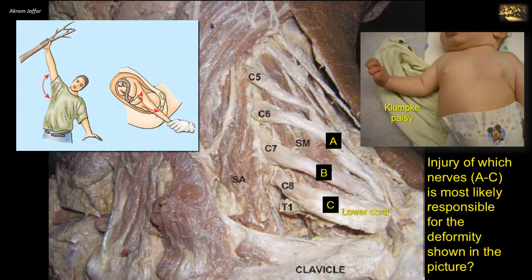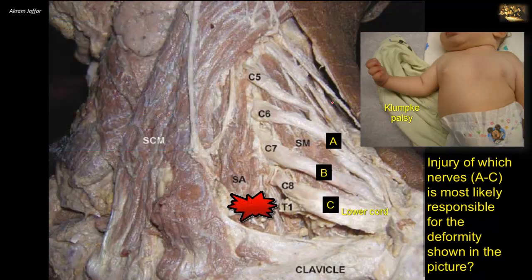Excessive abduction of the arm may also occur when a person falls from a height, grasping something to save himself. Note that T1 lesions may also occur because of a cervical rib. In Klumpke's palsy, the first thoracic spinal nerve is usually torn, and thus affects the lower cord of the brachial plexus.